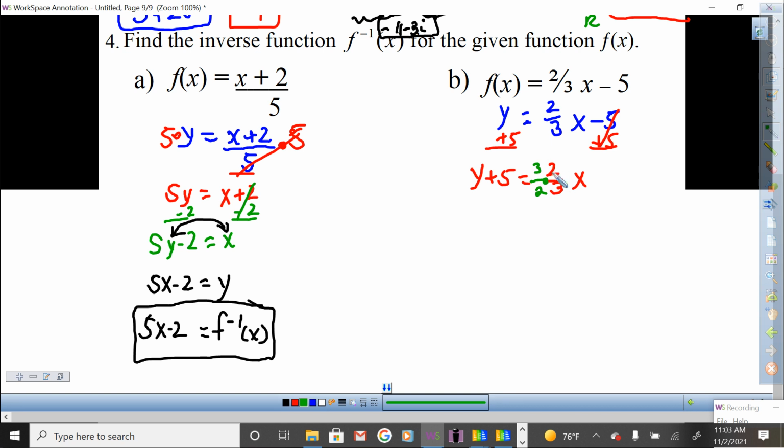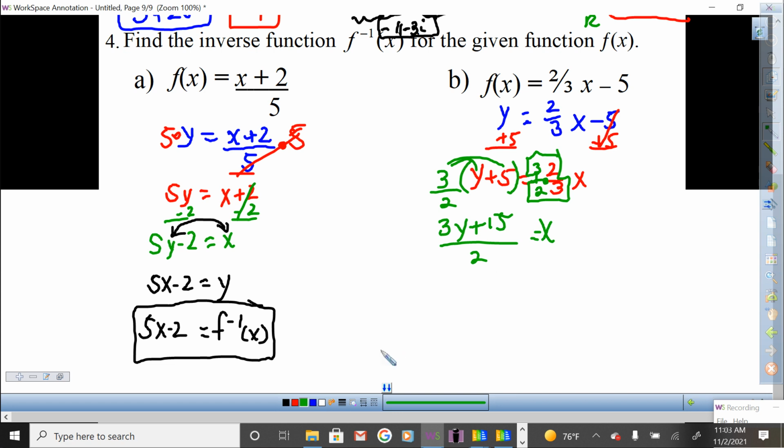Why, Mr. Q? What is 3 times 2? 6. What is 2 times 3? 6. What is 6 over 6? 1. That's how we get rid of it. But we need to multiply the other side times 3 over 2. So over here, this is a giant 1. So we're left with x equals, distribute, 3y plus 15 all over 2.